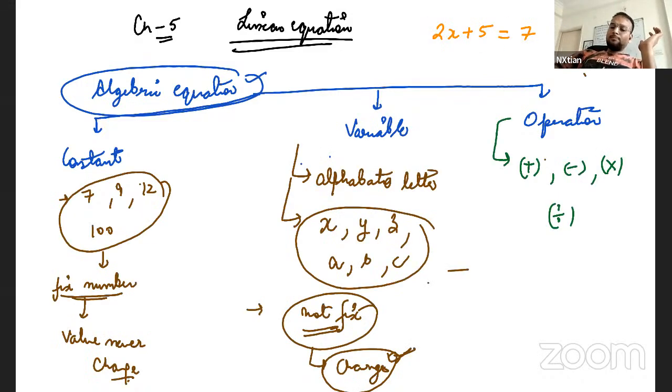Now 2x plus 5, it is given like this. So 2 and 5 are constants, plus is the operation, and this is the variable, which is x. So everything is a combination of constant, variable, and operation. Then it will make an algebraic equation. Understood, guys? This is the whole definition of the algebraic equation: it consists of three things, constant, variable, and operation. Guys, did you understand?